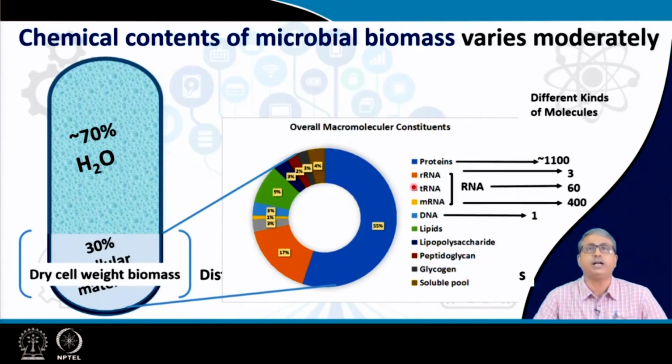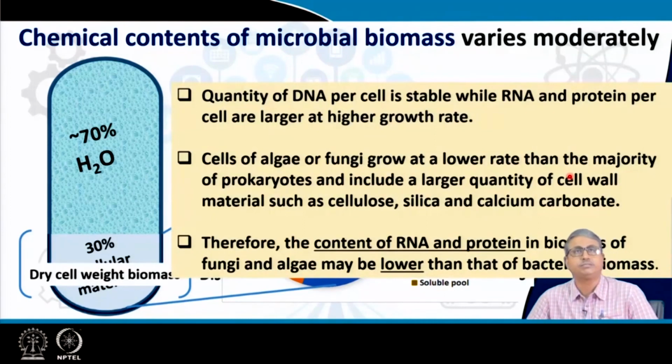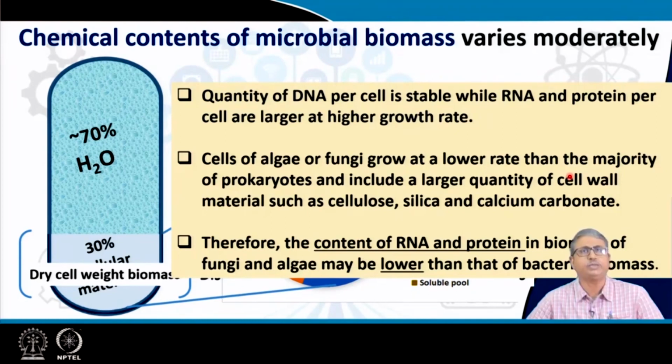The different kinds of molecules which make up these proteins and RNAs are also mentioned over here. Now, what is interesting is that the quantity of DNA per cell is stable, because generally for a prokaryotic microorganism it is the chromosomal DNA and plasmid DNA, which may be more than one sometimes, or there may not be any plasmid DNA. So, the quantity of DNA per cell is relatively stable compared to RNA and protein per cell, particularly at higher growth rate.